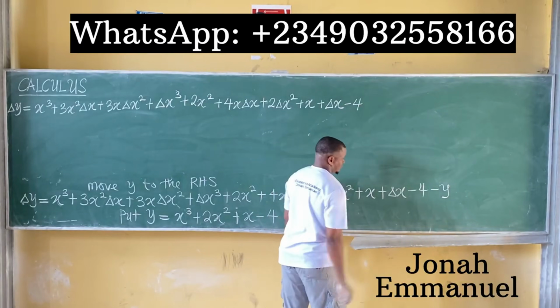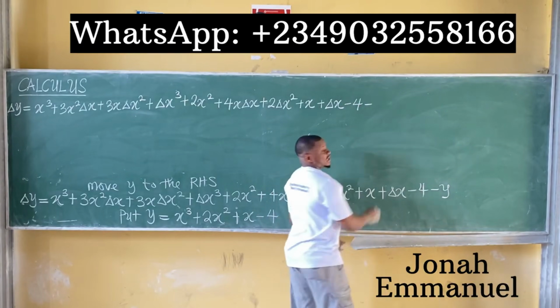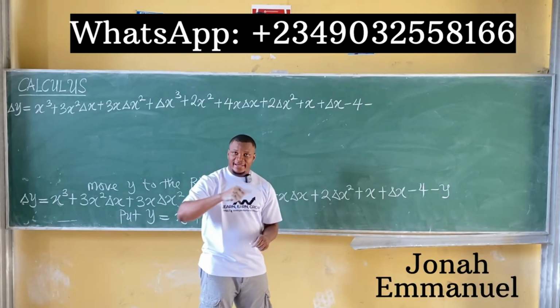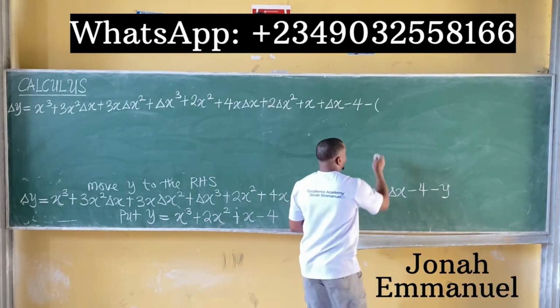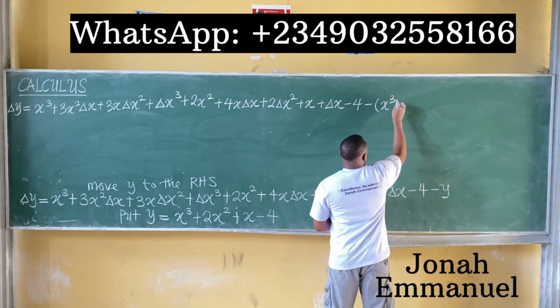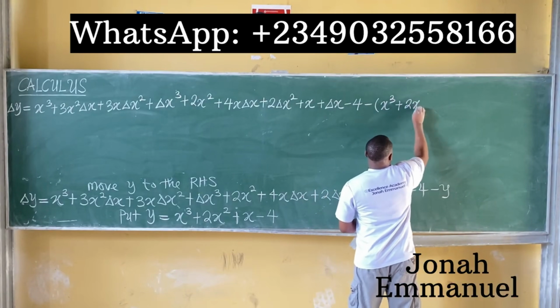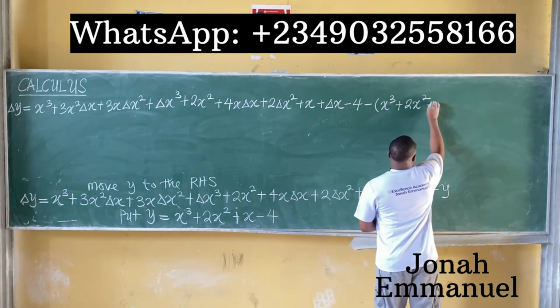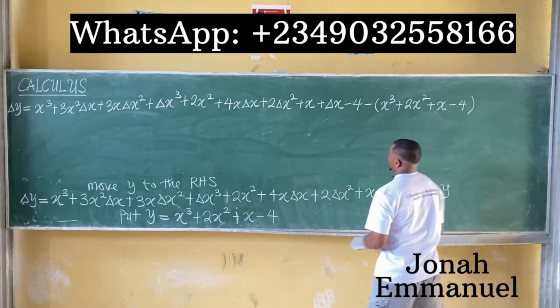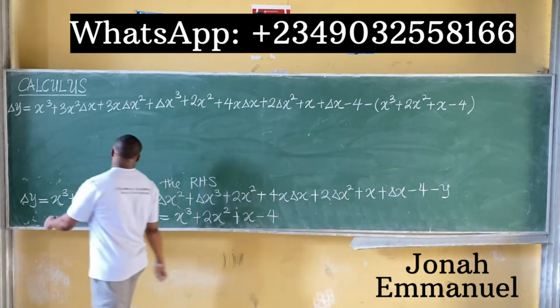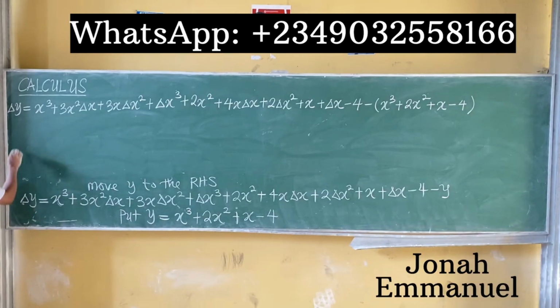minus 4, minus, I'll put y in what there? Bracket, please. Please help me record the value of y again. x cubed plus 2x squared plus x minus 4. All right. My next task will be to expand the bracket. So I have change in y is equal to what there?